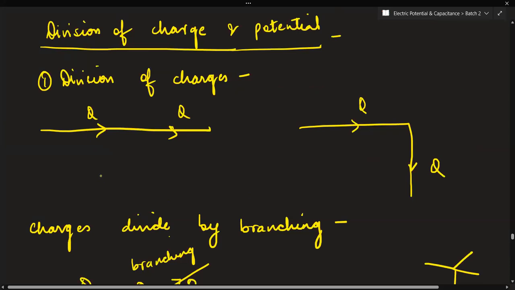Because if you understand this, then identification of series is very easy. Charge remains the same, so you get series combination. Potential remains same, so you get parallel combination. And then you have the formula once you identify it as series or parallel.